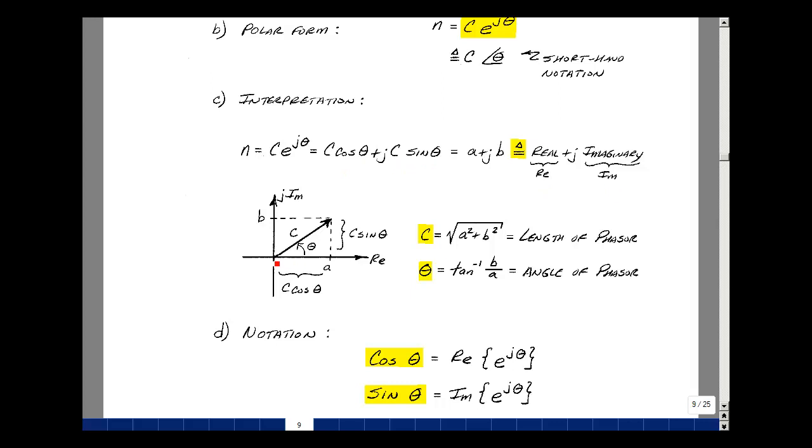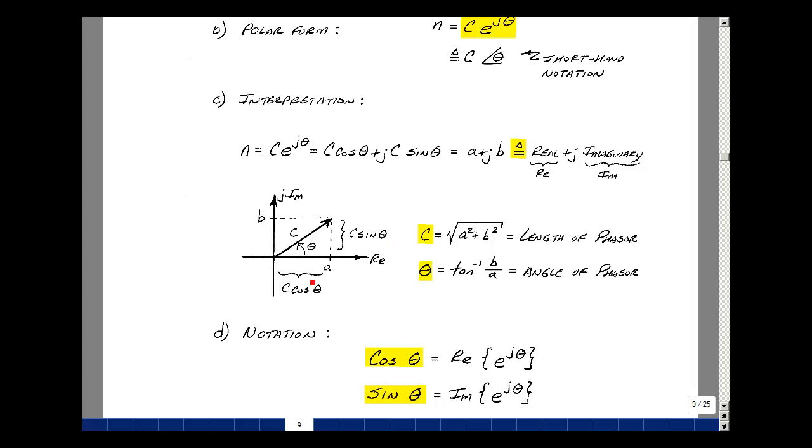If we had a vector that had a length, say c, and an angle theta, we could project it onto the x-axis and onto the y-axis. You may recall from algebra that the projection onto the x-axis is the length times the cosine of the angle. The projection onto the y-axis is the length times the sine of the angle.